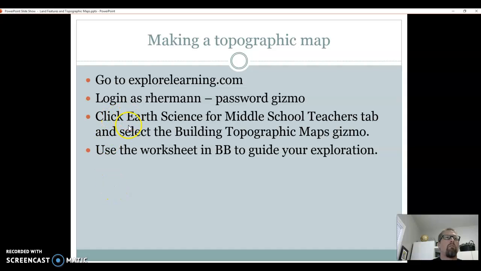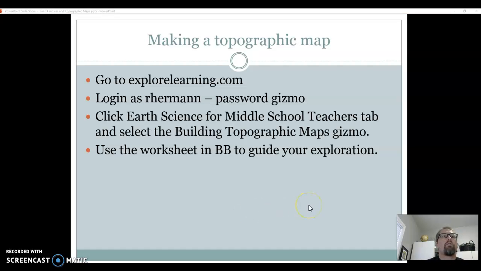All right, so this is the gizmo. It's in the folder for the class. It's building topographic maps, and the sheet is up on Blackboard.